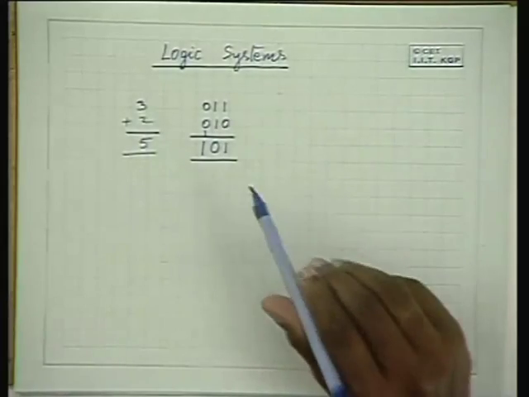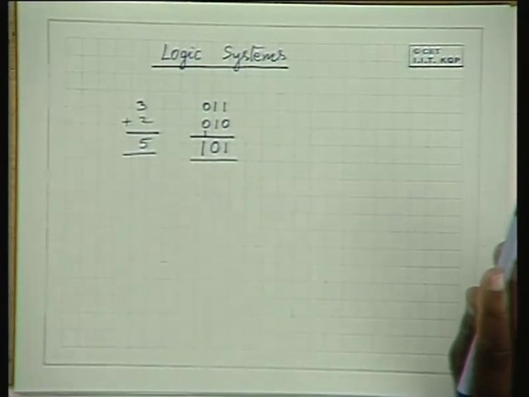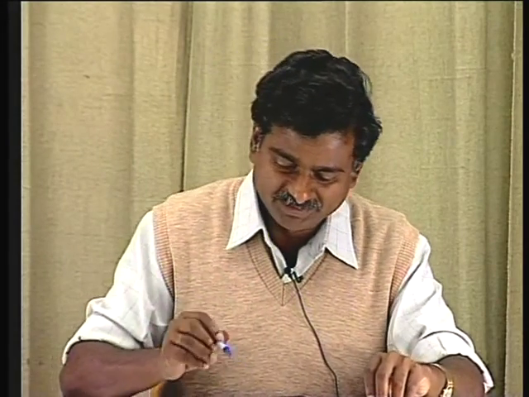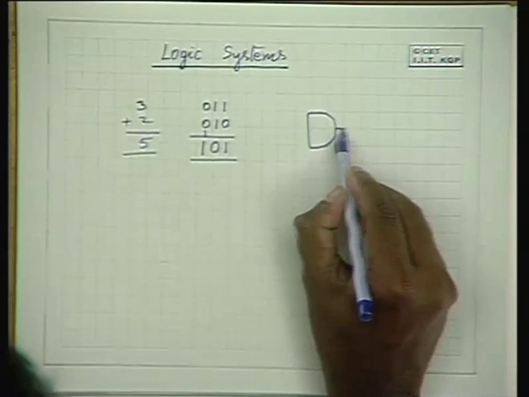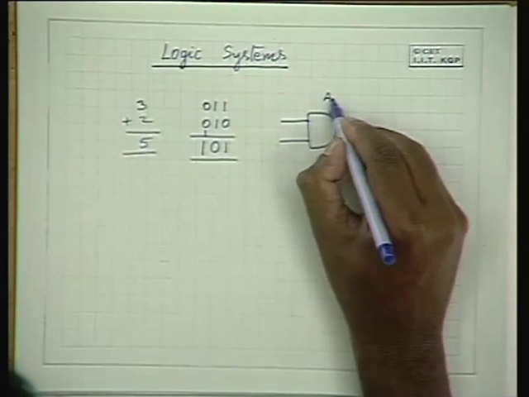Subsequently, you will see how this kind of binary addition can be done in electronic circuits. We have circuits like logic gates which can do this job. We have an AND gate, for example. What the AND gate does is, it is a 2-input single output device, an AND gate.